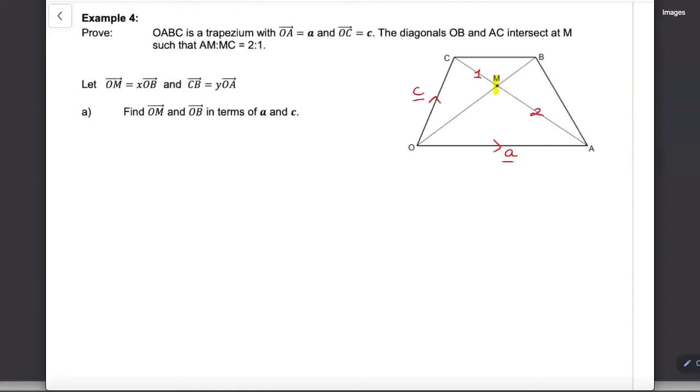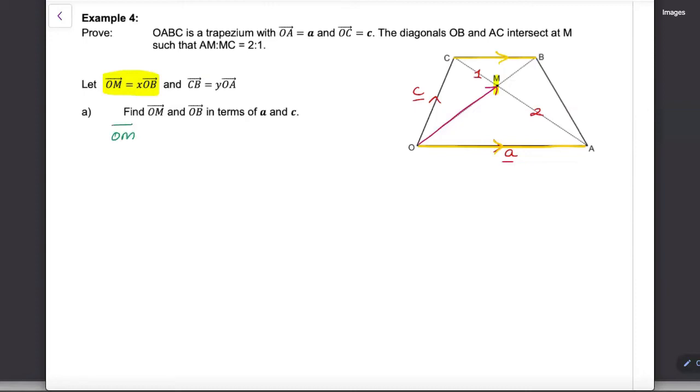So what we've done to help us prove this is we've let OM, as we can see here in pink, O to M, be represented by some multiple of the whole line OB. And we also have line CB, I'm just going to highlight that in yellow. Now CB is going to be some multiple, so I've called it y lots of OA, because this is what defines a trapezium: one pair of opposite sides are parallel. So our first step is to find OM and OB.